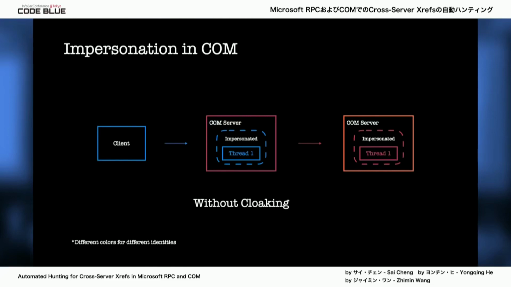Back to impersonation. The phenomenon in COM may be a bit counterintuitive. By default, even if the thread calling the COM method has been impersonated, the identity projected to the upstream server is still the process identity. So when cloaking is enabled, it seems more intuitive.